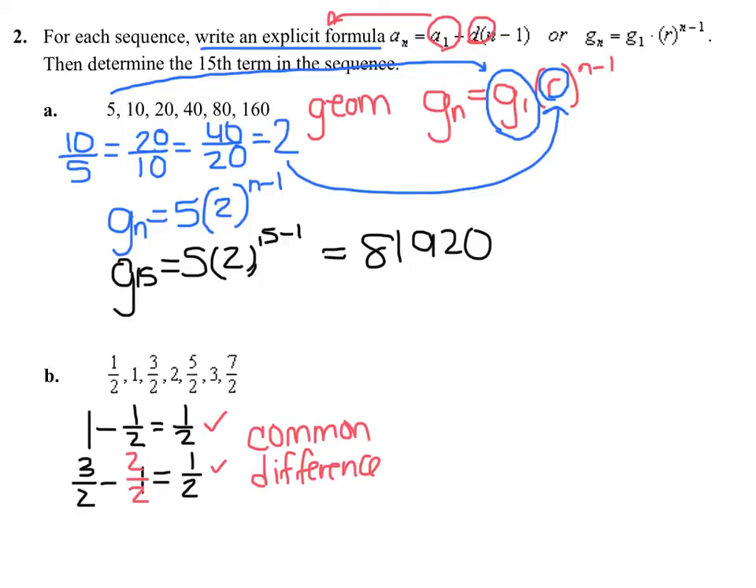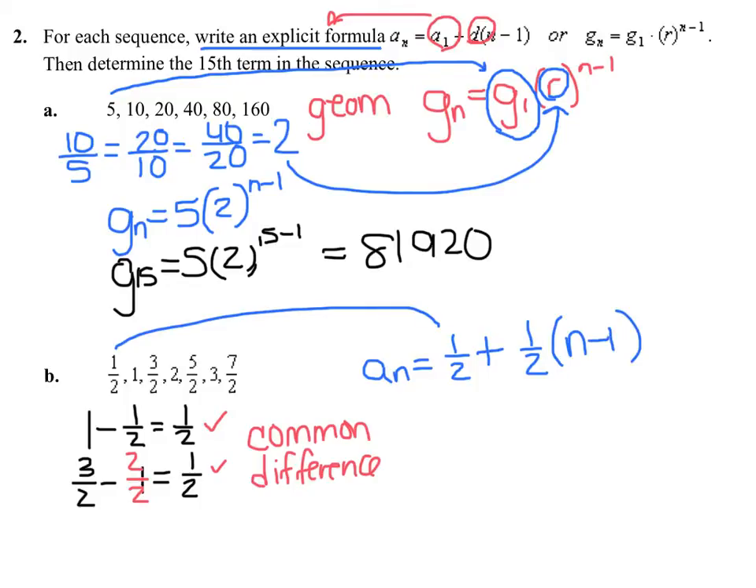So for letter B, my explicit formula would be a sub n equals my first term, which is 1/2, and then I got a plus sign, and then d, which again is 1/2, and then I'm multiplying that by n minus 1. This is my explicit formula. The trick with explicit formula is everywhere you see an n, it needs to stay an n.